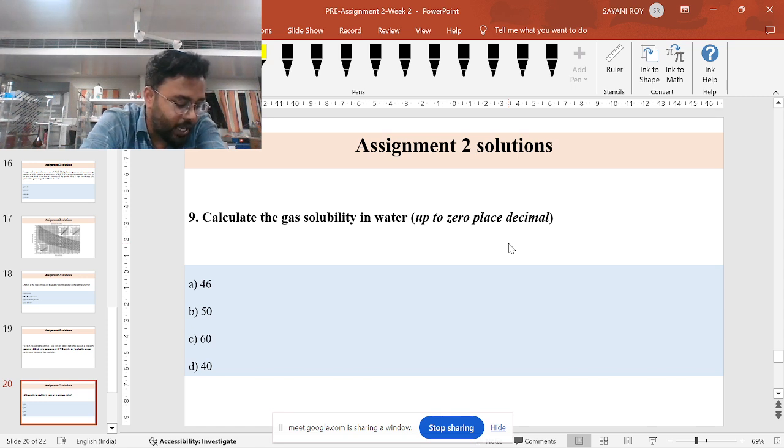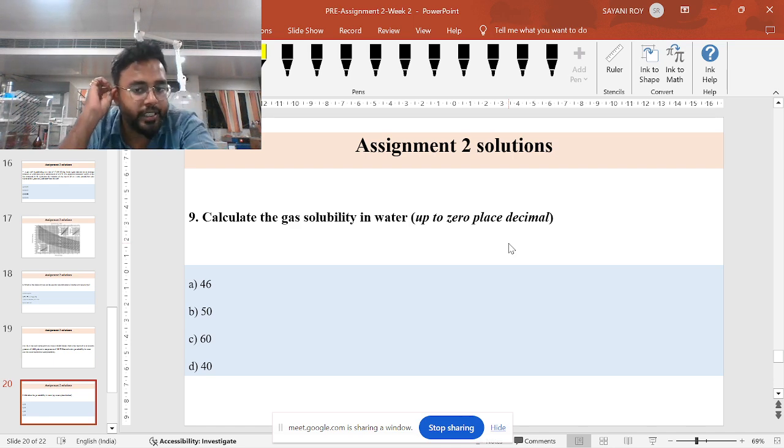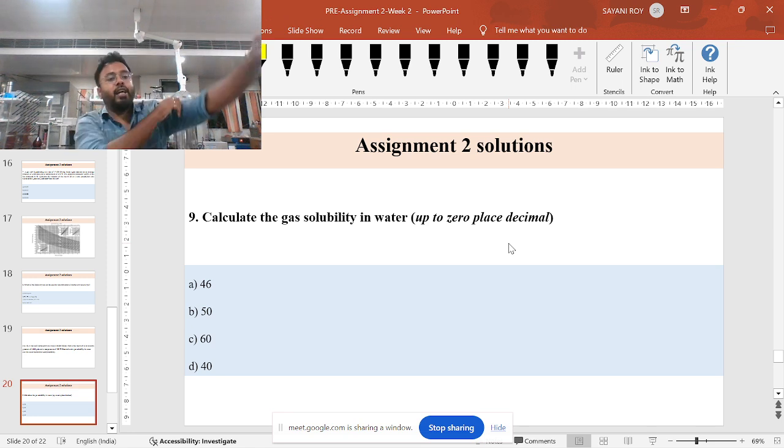Write down the question and try from your end. Then I will solve it. I will give you 5 minutes so that you can try from your end. Then I will solve the numeric.